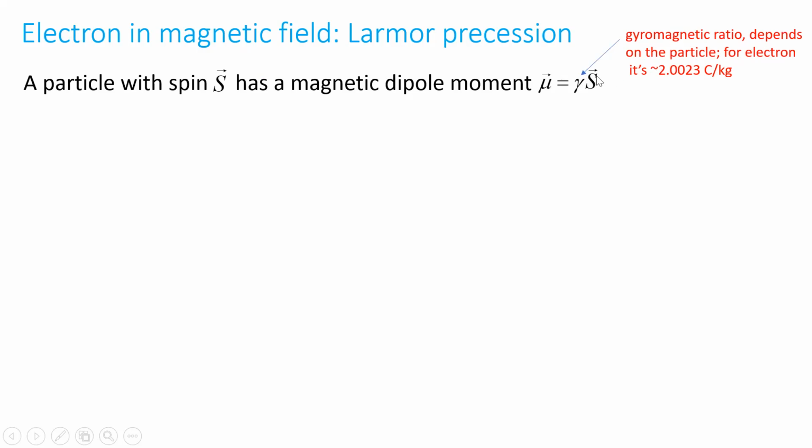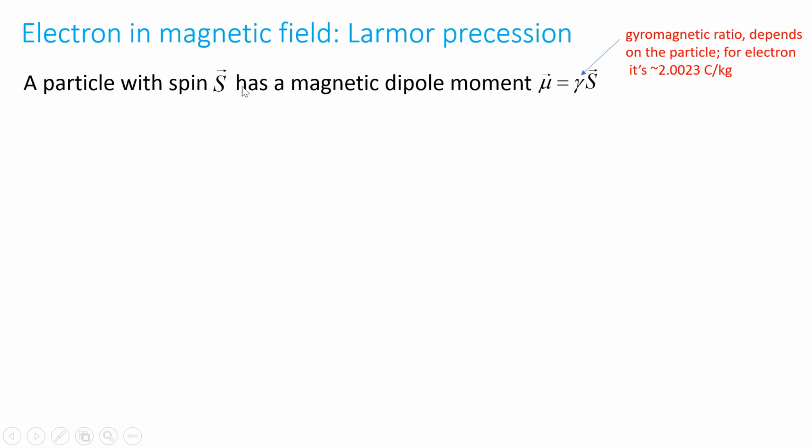So we multiply the spin, which would have units of angular momentum, times this coulombs per kilogram, and that gives us something in units of magnetic moment, which is current times area, so amp meter squared. Okay, so why does it have a magnetic dipole moment? Well, it's basically an angular momentum, like the orbital angular momentum of a particle. A charged particle has a circulating current, and that circulating current will give rise to a magnetic dipole moment.